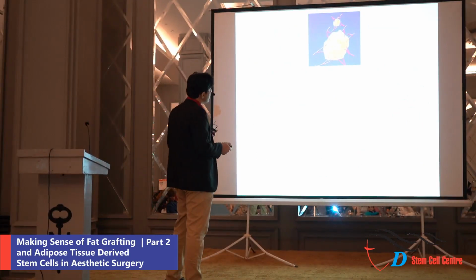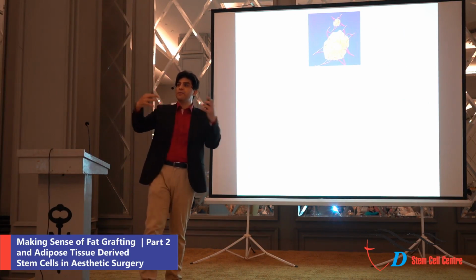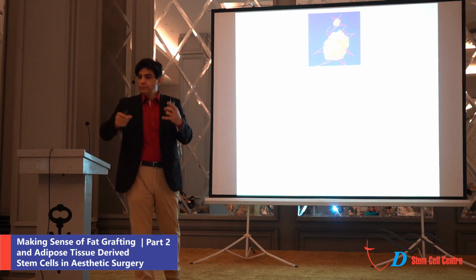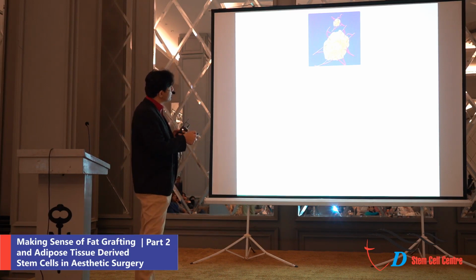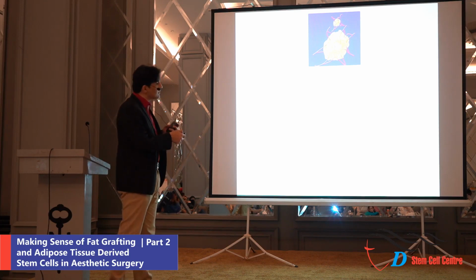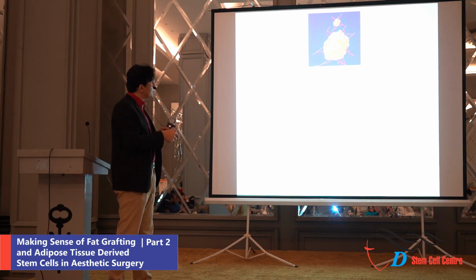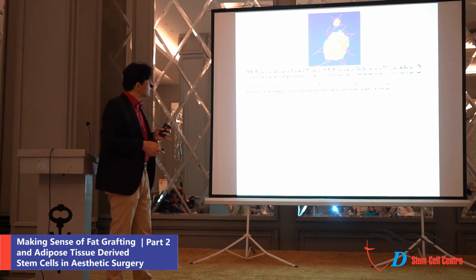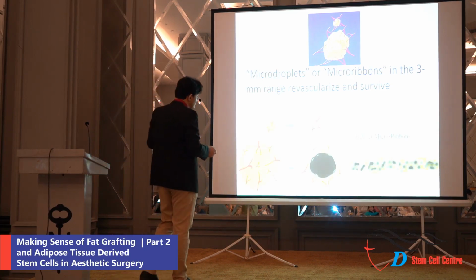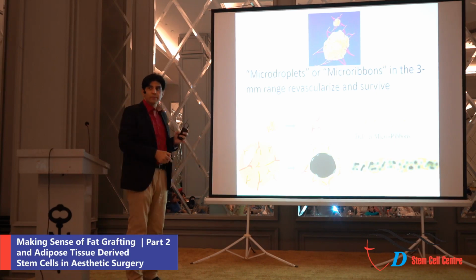Now this is the theory I was talking about. You can see that everything has to receive its blood supply from the surroundings. So this is the fat droplet you have injected, and this is a small droplet, and you can see these vessels can reach the center. But here this is a large fat droplet, and the blood supply would not reach the center. Okay. Here you can see this is a micro ribbon, it would survive. This is a macro ribbon, it would not survive.